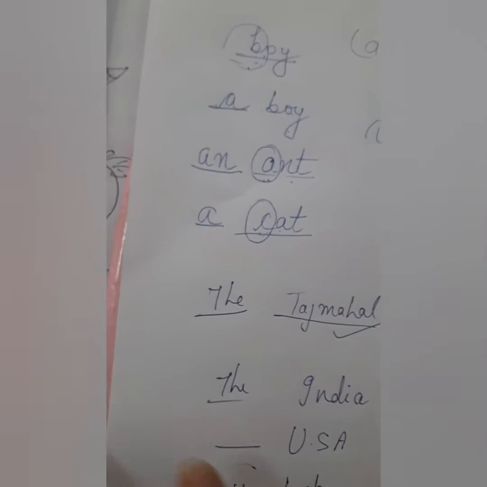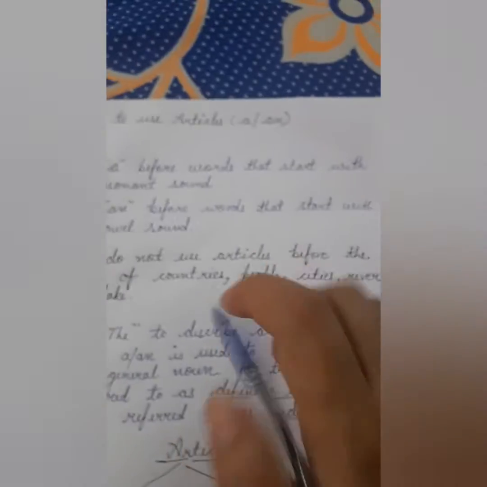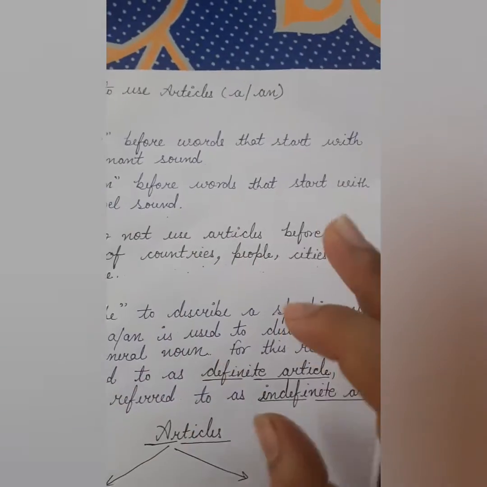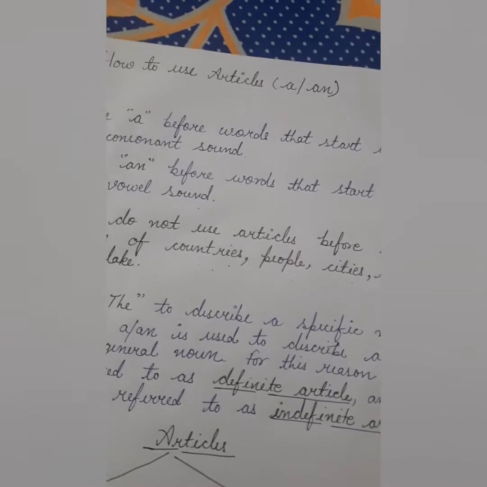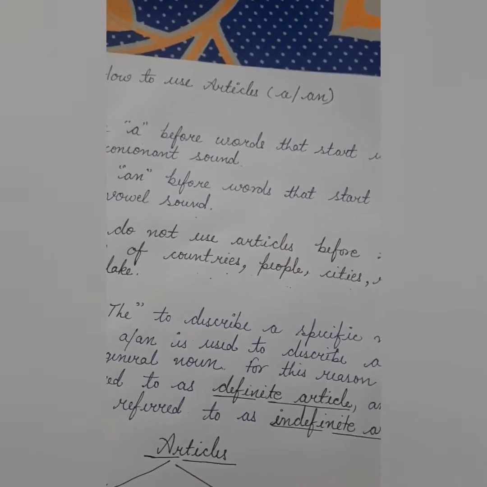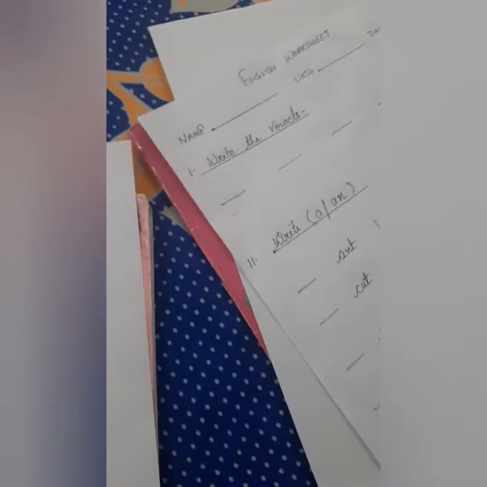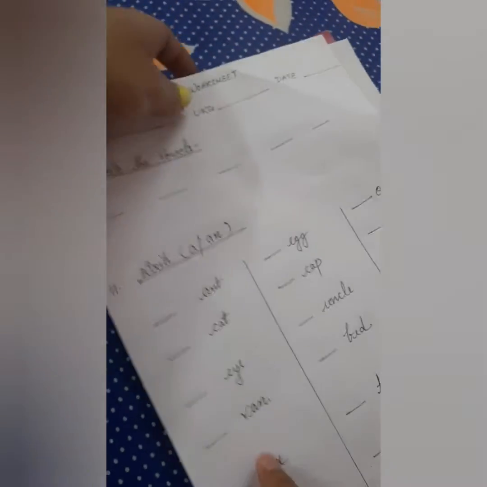Is it clear? So in KG section, mainly two articles, a or an, are there. So we'll study that. And Kyra, it's clear? Have you understood? Yes. So now Kyra will do an exercise. Let's start, Kyra. Now first you see, I am giving you one worksheet.